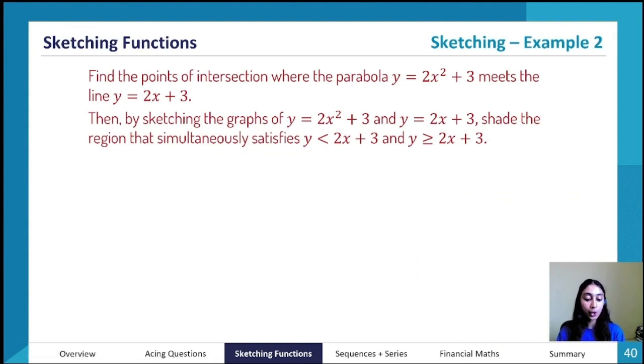Here's another question. I am not going to go through this question unless we have more time at the end, just because I really want to spend some time on financial maths, and this is all kind of revision for you guys. But this is the question that you can do in your own time.